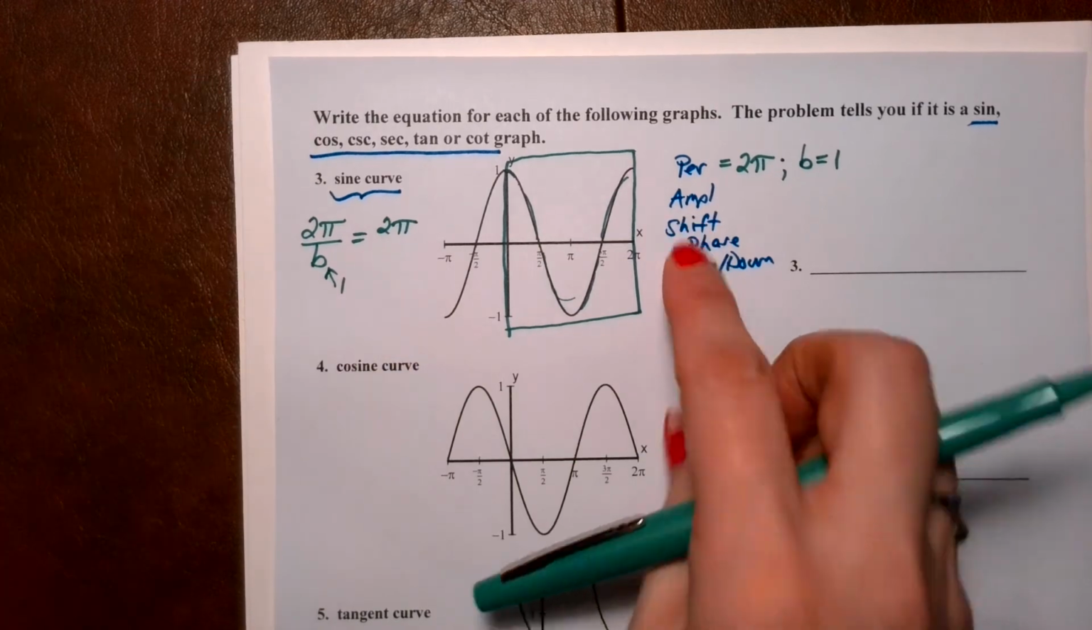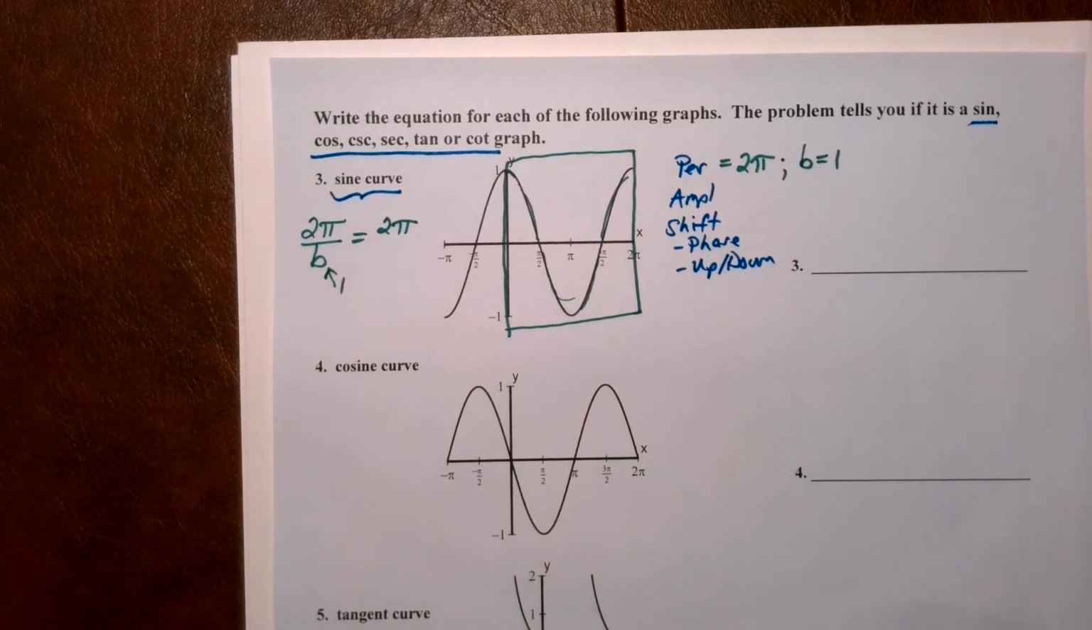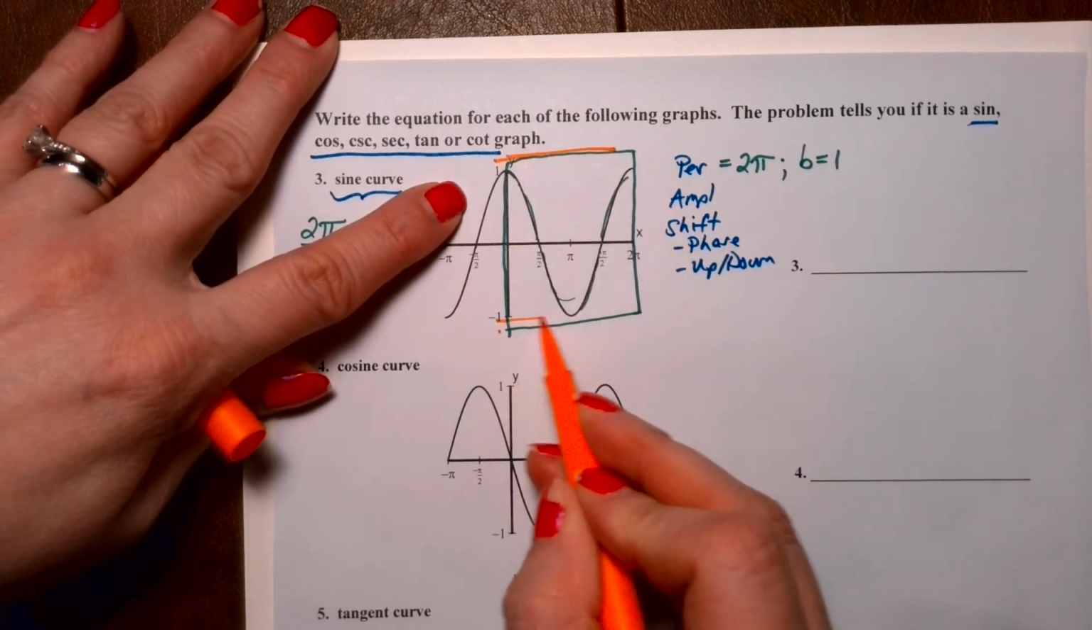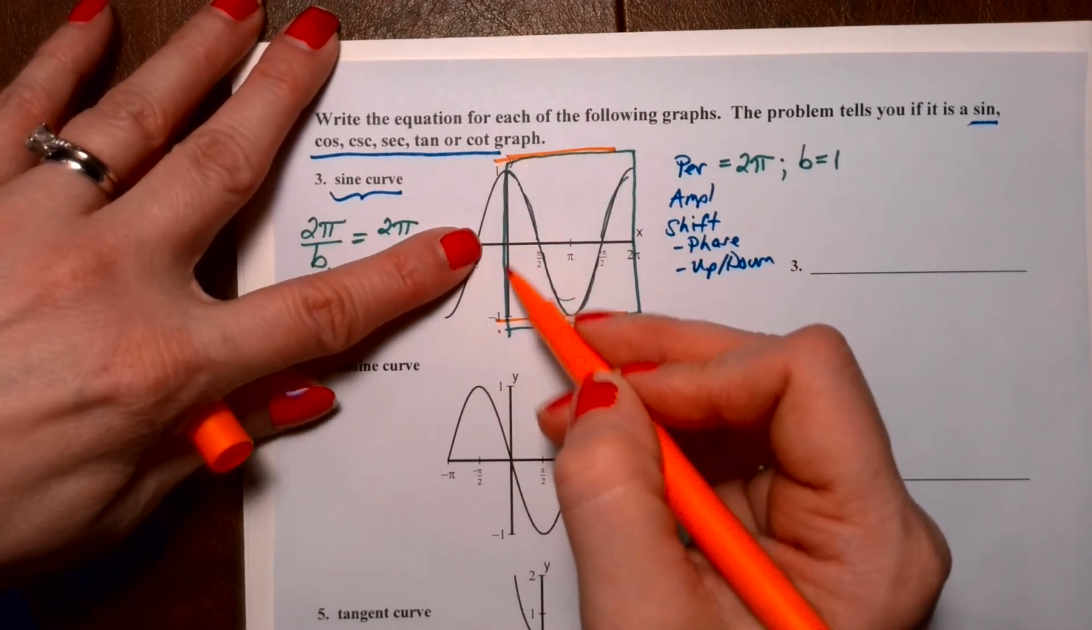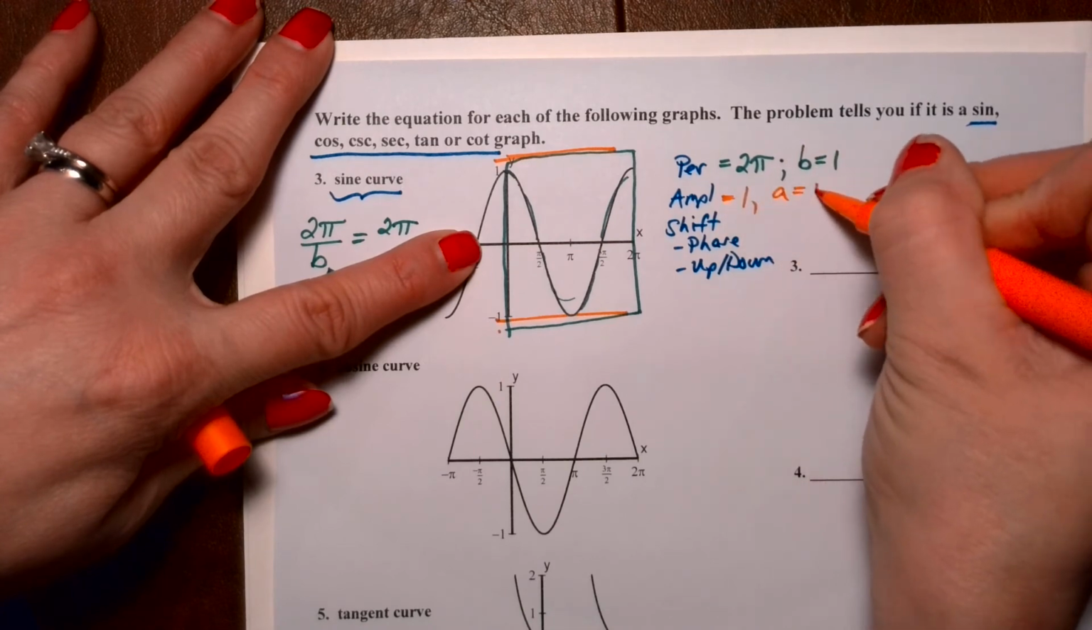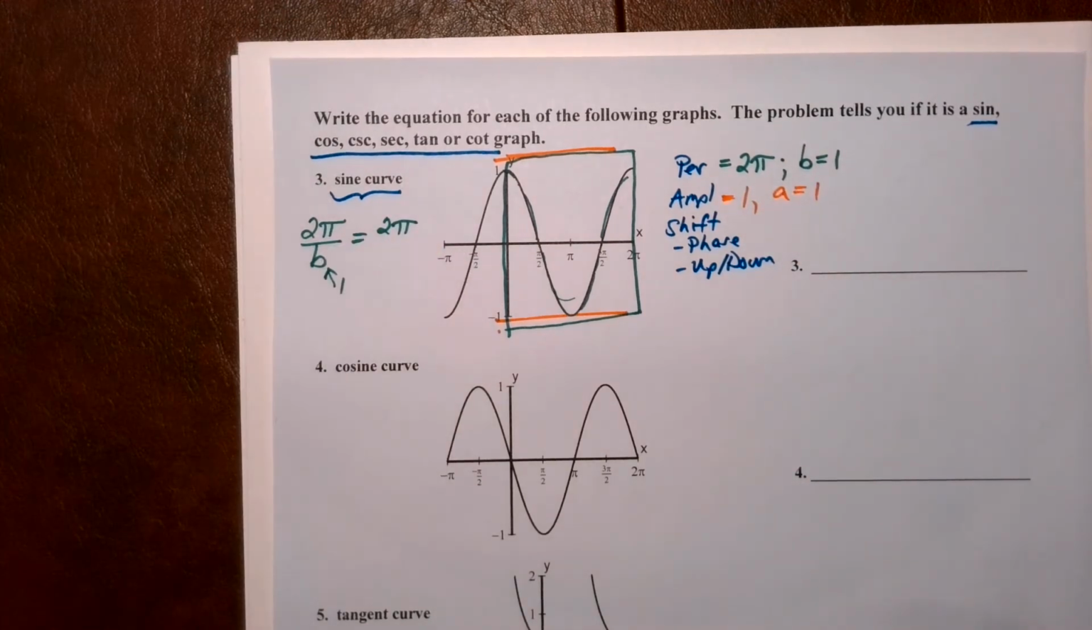All right, how about amplitude? Looking at the amplitude of this graph, how high and how low did it go? It went up 1, down 1. So the amplitude is 1, so the a value will be a 1. Okay, how about the phase shift?